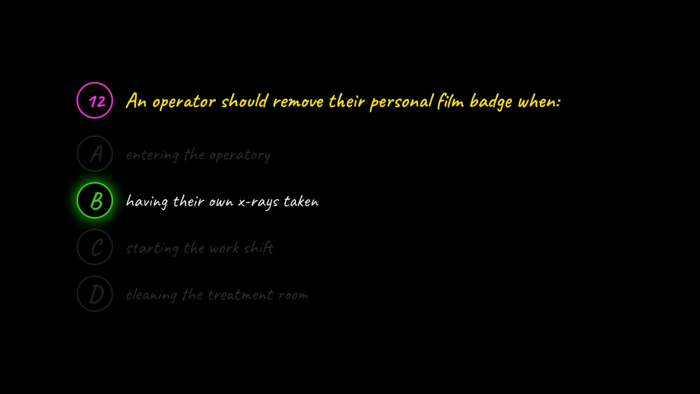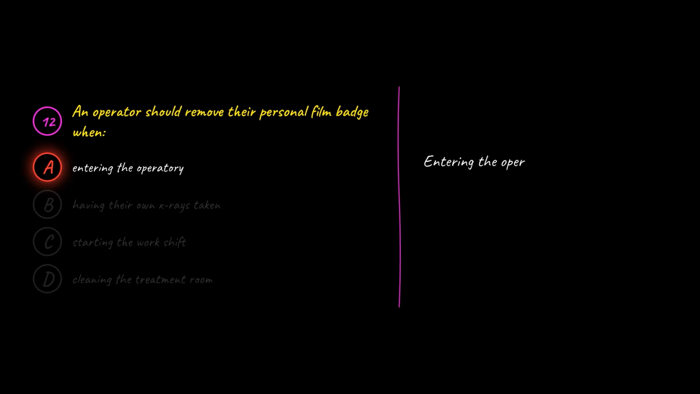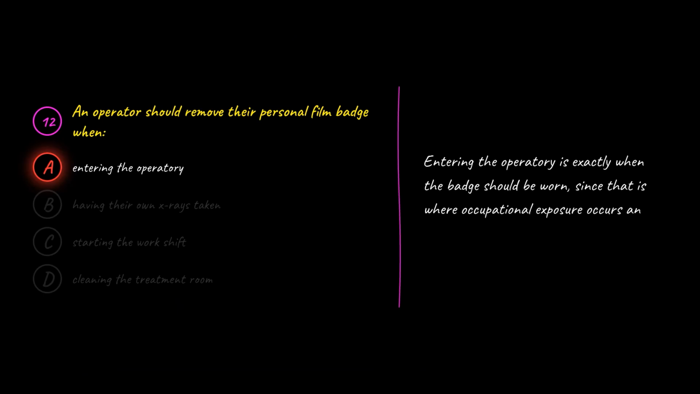The correct answer is B. Having their own x-rays taken. B is correct because the badge measures occupational exposure only, so it is removed during the operator's own dental x-rays to avoid recording personal medical exposure as if it were work-related dose. A is wrong because entering the operatory is exactly when the badge should be worn, since that is where occupational exposure occurs and needs to be monitored.